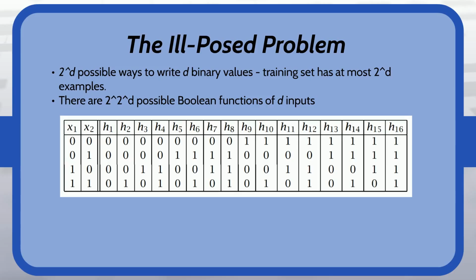In general, mathematically, there are 2 to the power of d possible ways to write d binary values. Since we have two values here, x1 and x2, there are going to be 4 possible ways to write these Boolean inputs. And then the training set has at most 2 to the power of d examples, so at most 4 examples for this particular problem. And then there are going to be 2 to the 2 to the d possible Boolean functions of d inputs. So in this scenario, since we have 2 inputs, we are going to have 16 individual unique hypotheses, and any one of them could be correct.